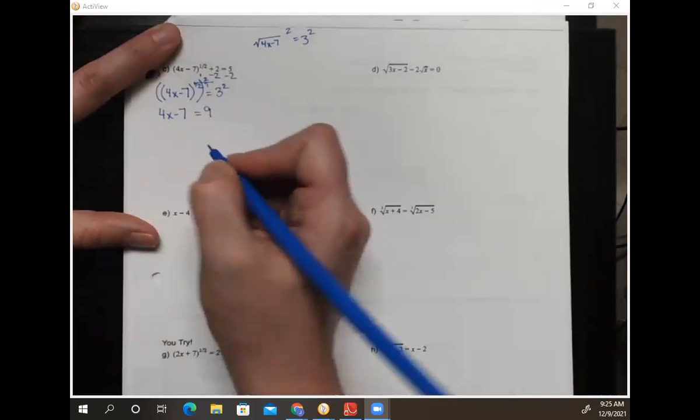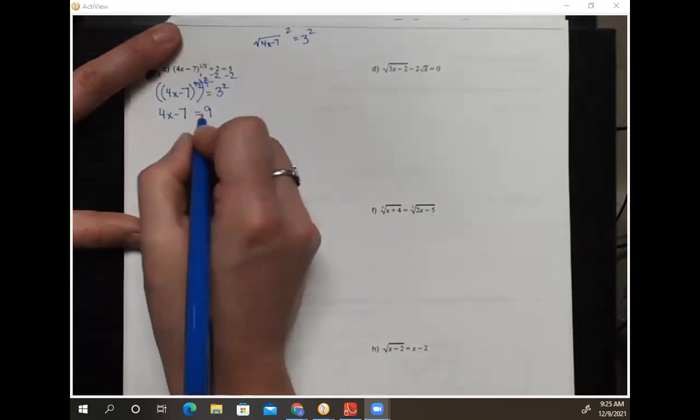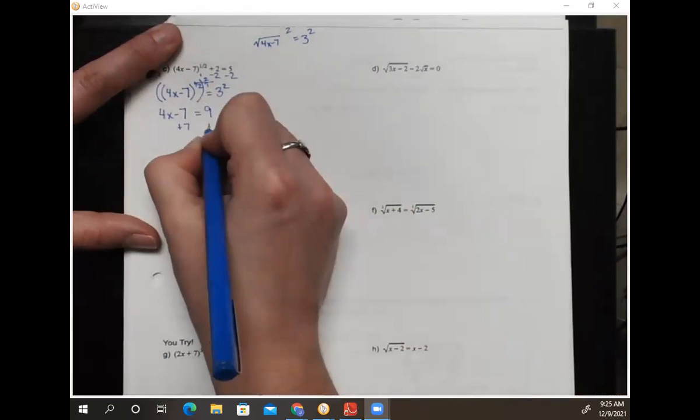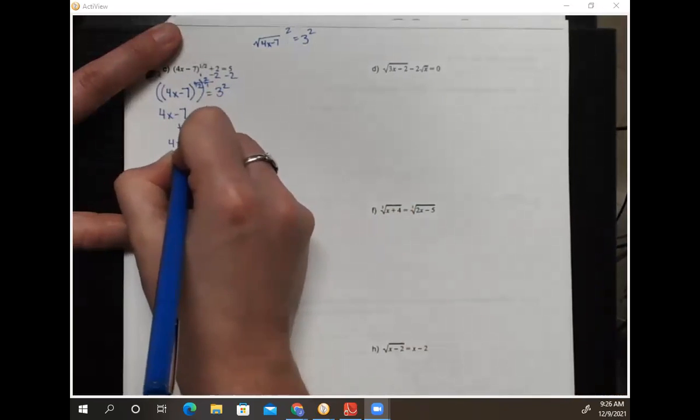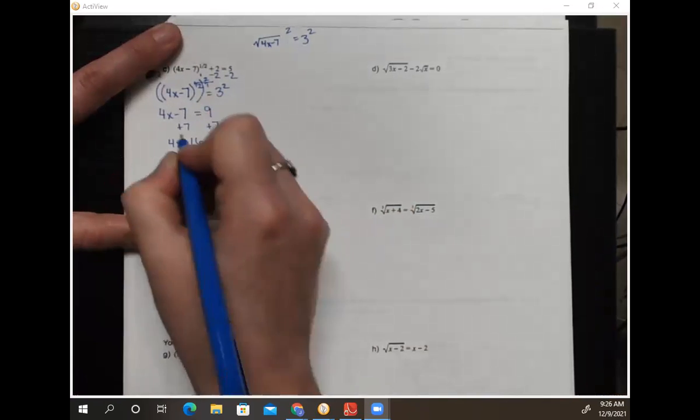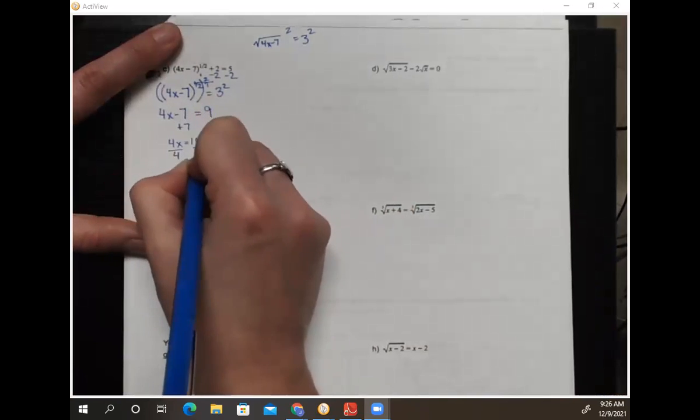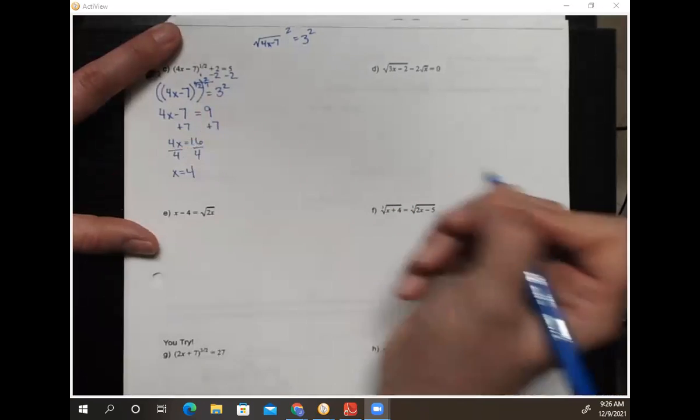And now I've got something linear, right? This you could have done in 8th grade, this part right here. So I'm going to move this 7 to the other side. I get 4x equals 16. Divide both sides by 4. So I get x to be 4.